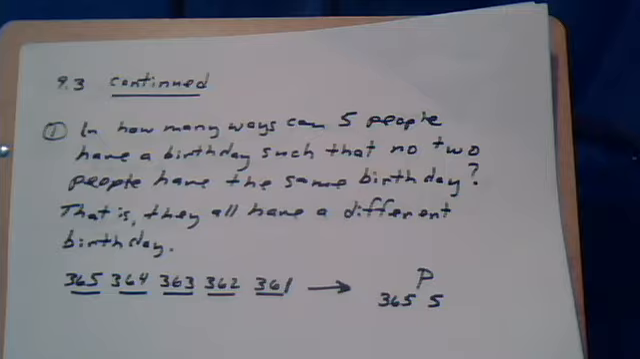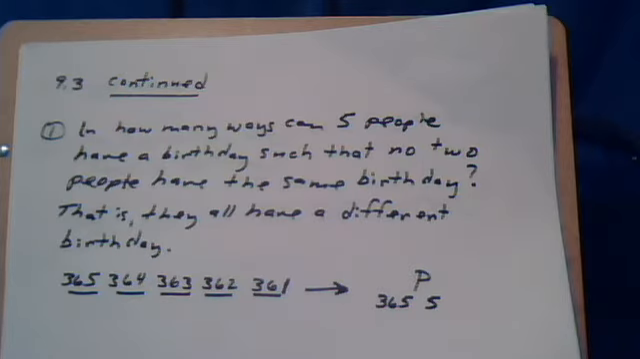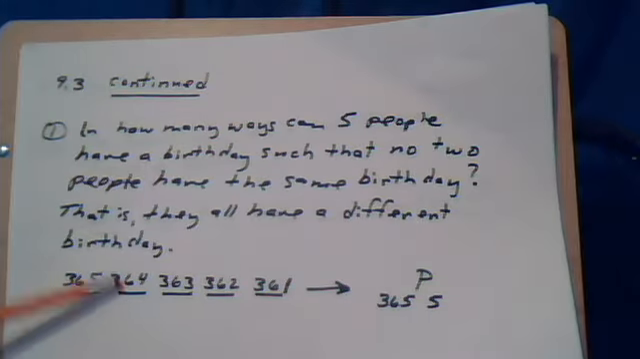Here's the first step. In how many ways can 5 people have a birthday such that no 2 people have the same birthday? Almost seems like the opposite of what we're looking for. In how many ways can 5 people have a birthday such that no 2 people have the same birthday? That is, they all have a different birthday. So here are the 5 people.